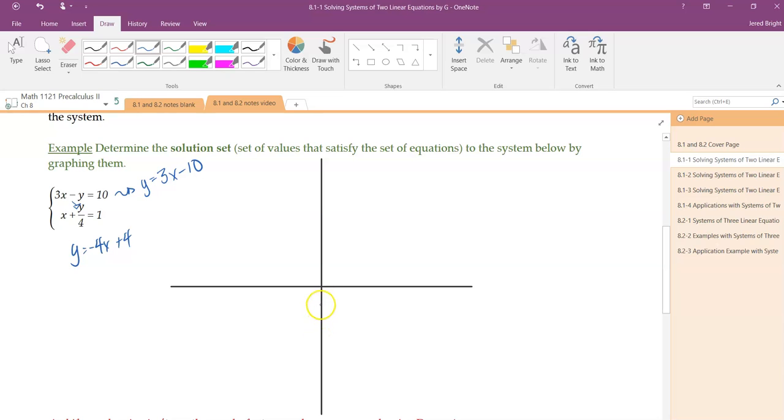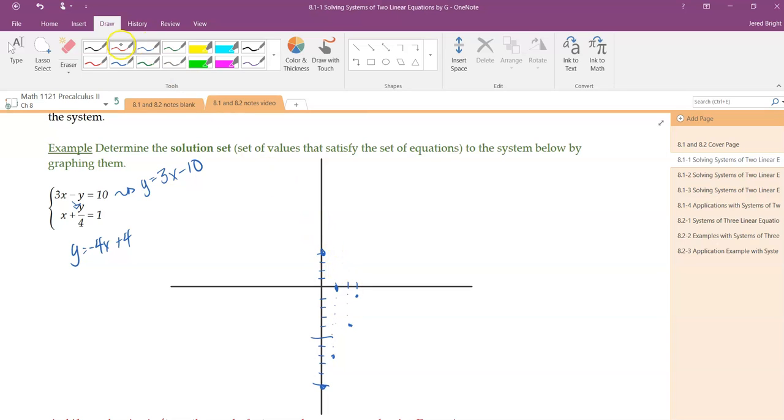Then we go down 10 units, 1, 2, 3, 4, 5, 6, 7, 8, 9, 10, and that's our intercept, and we go up 3 and to the right 1, repeating that. Similarly for the other one, we use 4 as the y-intercept, and from there we go down 4, over 1, down 4, over 1.